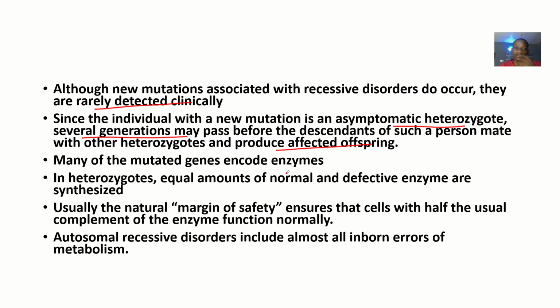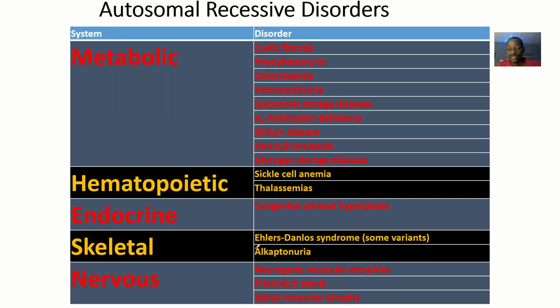You understand? So many of the mutated genes encode enzymes. In heterozygotes, equal amounts of normal and defective enzymes are synthesized. All right. Usually, the natural margin of safety ensures that cells with what have the usual complement of enzymes actually function normally. All right. Autosomal recessive disorders include almost all the inborn errors of metabolism, which we'll be talking about. So these are examples of autosomal recessive disorders, and let's go through it.